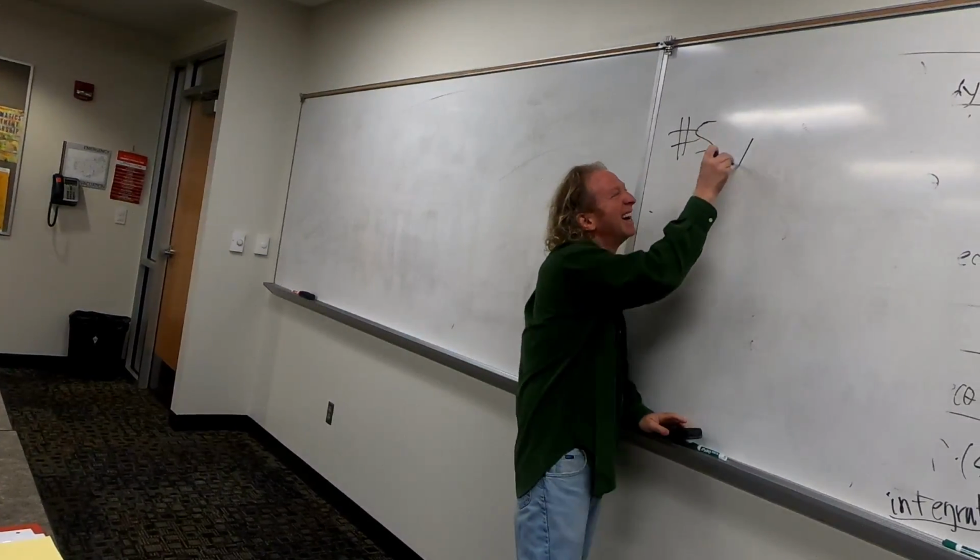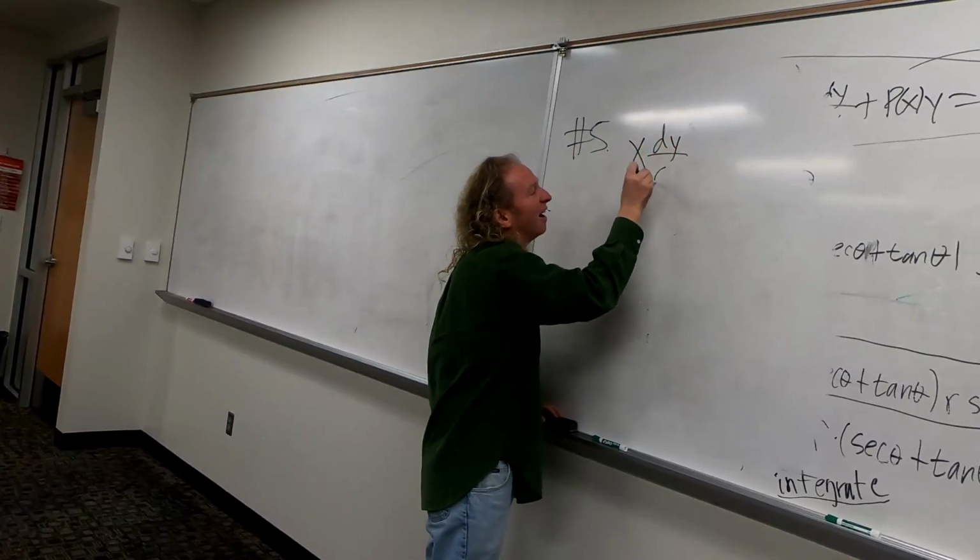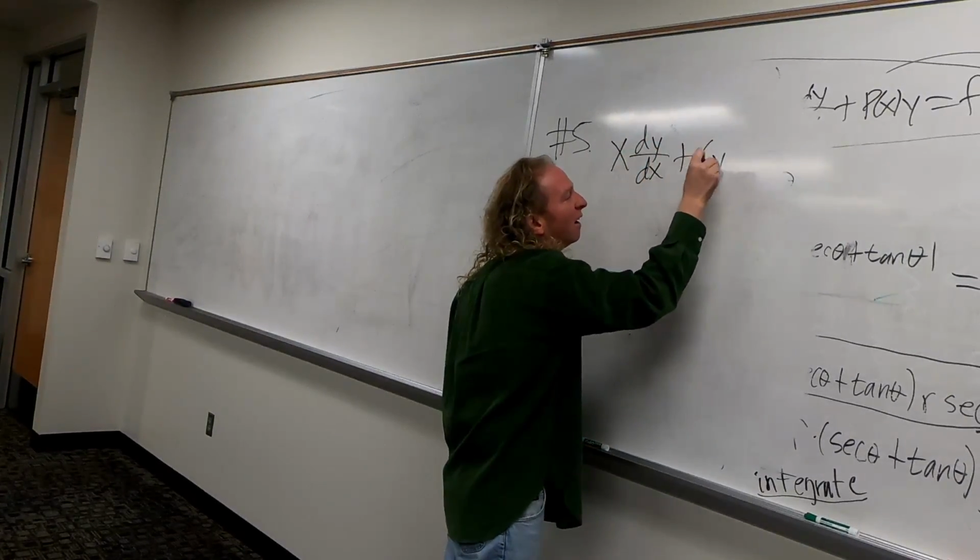x y over x plus 6y equals x to the third.